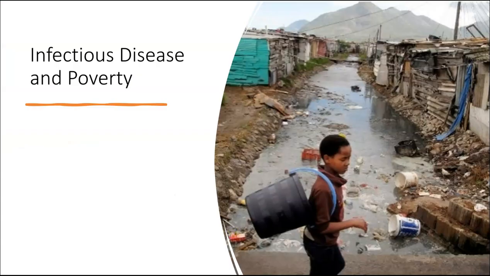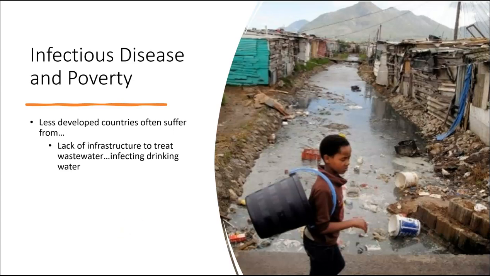All right. So there are some important links between poverty and infectious disease. And so one of the things we have to understand is that less developed countries often suffer from lack of infrastructure to treat wastewater. So as we mentioned before, dysentery, for example, is almost always linked to untreated sewage entering local waterways. And also because they lack the infrastructure to clean water that's leaving the homes, they often also lack infrastructure to clean water or filter or purify water before it is brought into the home for drinking.